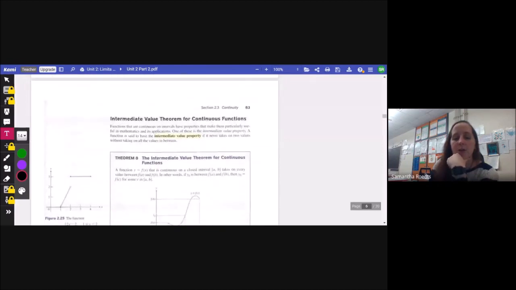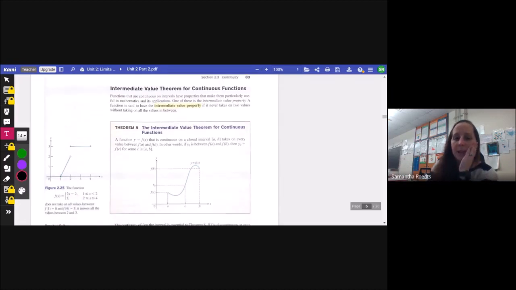So the intermediate value theorem for continuous functions. Functions that are continuous on intervals have properties that make them particularly useful in math and in its applications. One of these is the intermediate value property. A function is said to have the intermediate value property if it never takes on two values without taking on all the values in between. So again, it's continuous. If I draw a line from A to B, that means it has all of those properties from A to B as well.